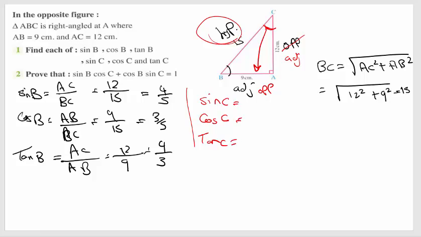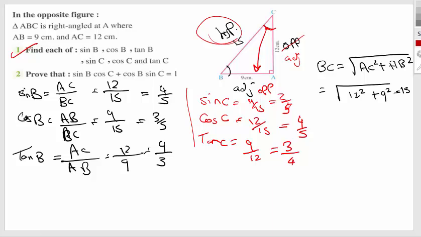Okay, let's do it together. Sine C will be opposite over hypotenuse, so it will be 9 over 15, and in its simplest form it will be 3 over 5. What about cosine C? It will be adjacent over hypotenuse, which is 12 over 15, which means 4 over 5. What about tan C? Tan C is opposite over adjacent, so it's 9 over 12, which is 3 over 4. I got the first point. Let's find the second one.